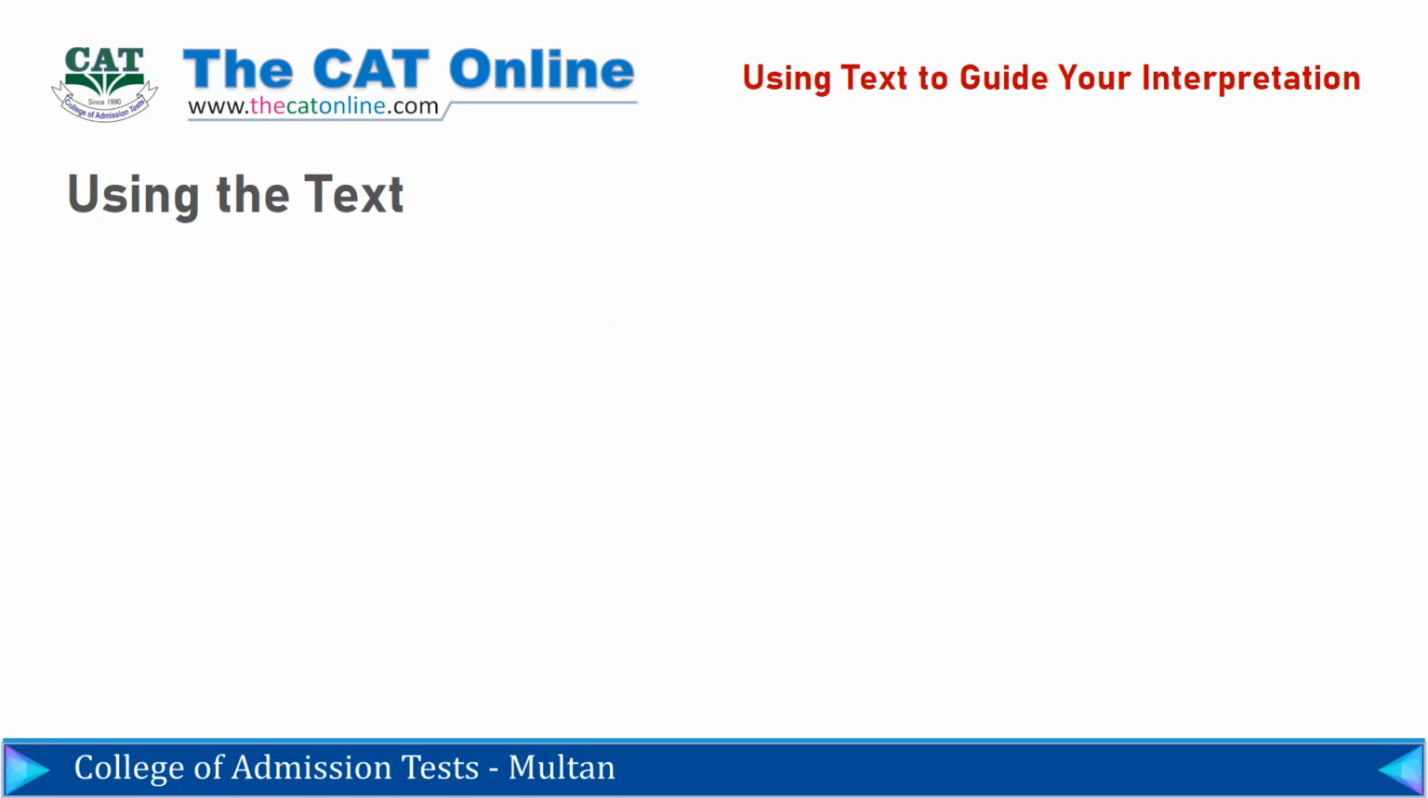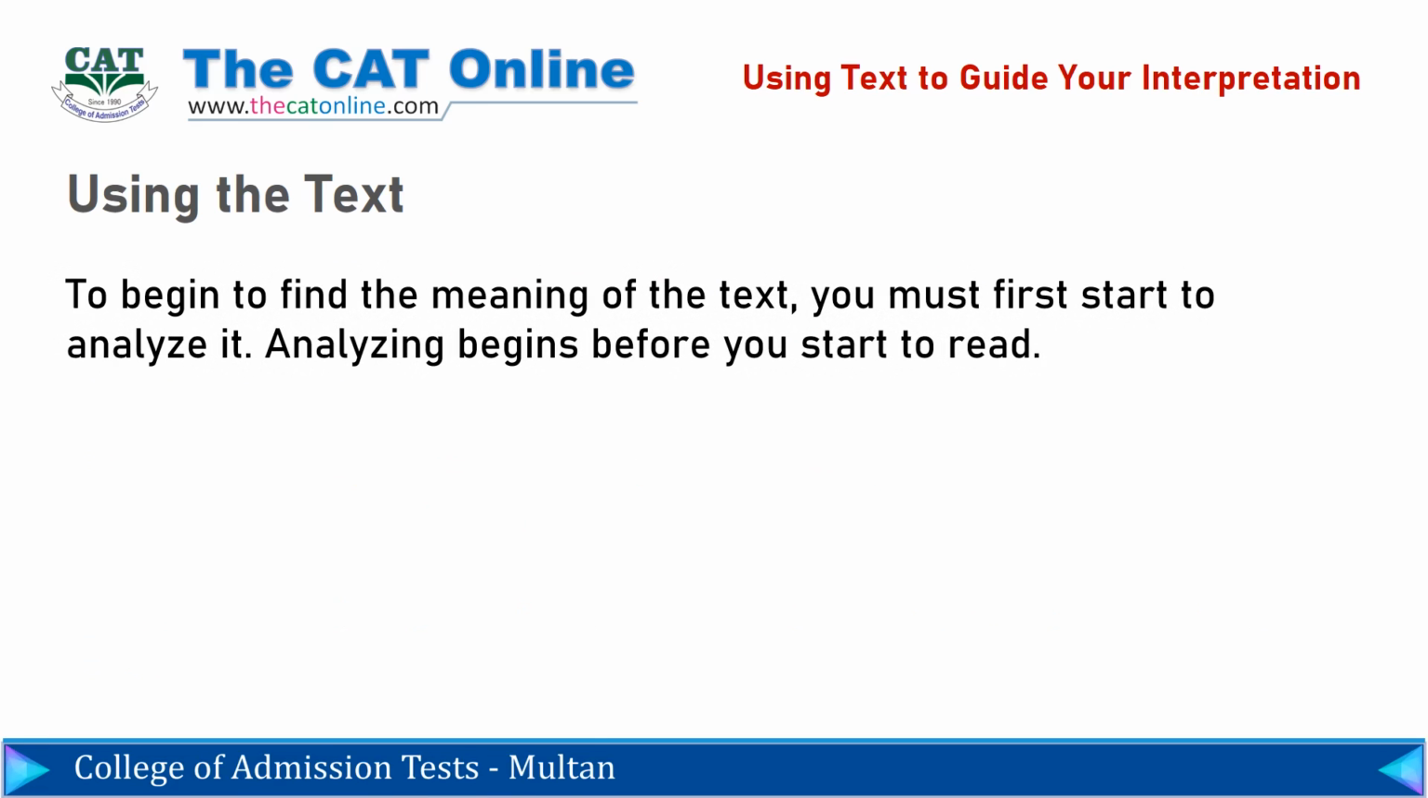Using the text. To begin to find the meaning of the text, you must first start to analyze it. Analyzing begins before you start to read. You should spend time asking yourself what you already know about the author, looking through any introductory notes, and then skimming the material for a first impression. This first step will help you begin to feel connected to the literature because you will learn about the author and make connections to what you may already know about the topic.